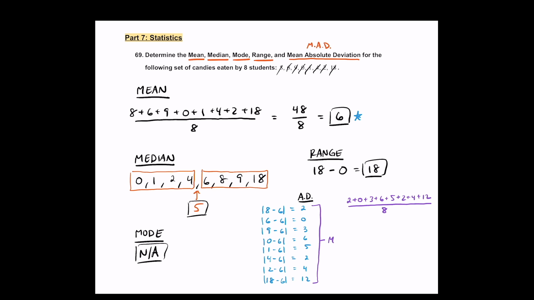2 plus 0 is 2, plus 3 is 5, plus 6 is 11, plus 5 is 16, plus 2 is 18, plus 4 is 22, plus 12 is 34, I believe. So we have 34 over 8. 8 goes into this 4 times because that's 32 with 2 left over. So that's going to be 2 over 8. So it's either 4 1/4 or 4.25. This right here would be the mean absolute deviation.